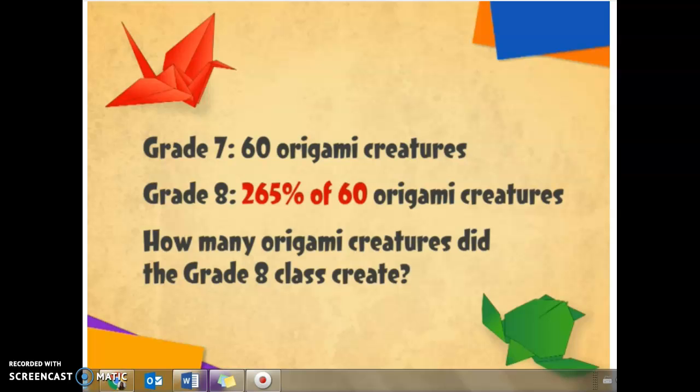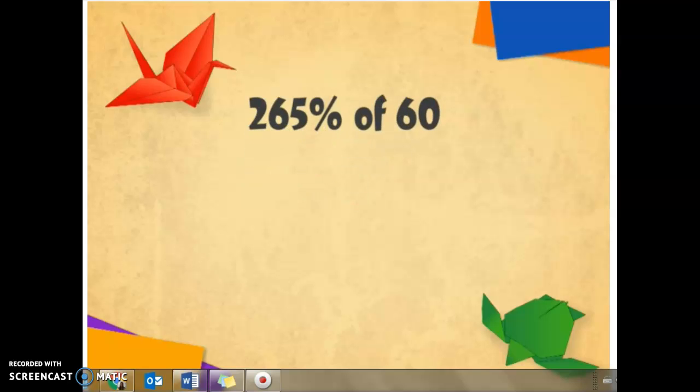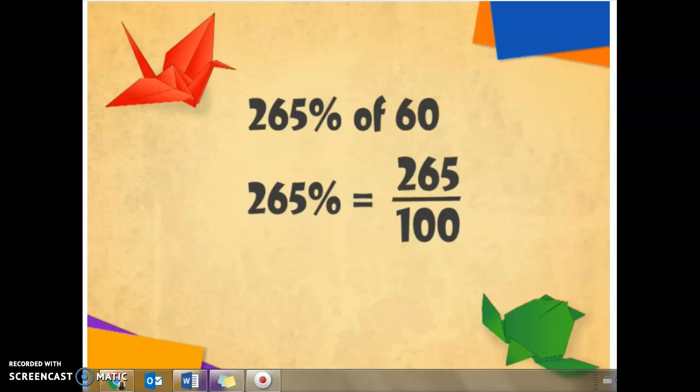Let's first write 265% as a decimal. Percent means out of 100. So write 265% as 265 over 100, which equals 2 and 65 hundredths.